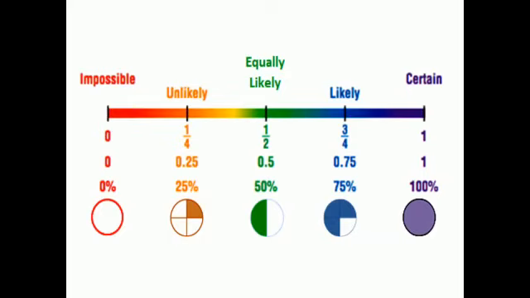There are 5 names there. From 0 to 1, you can see the probability scale. It is written there: 0, 1 by 4, 1 by 2, 3 by 4, 1. So probability always lies between 0 and 1, impossible and certain. And in the same way, we can write the probability as a fraction, decimal, or percentage. Any way we can write.